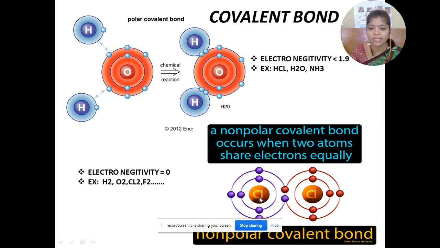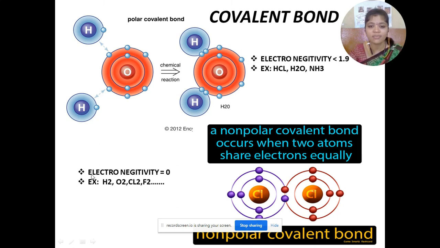Non-polar covalent bond is formed between two atoms by equal sharing. Here we have to take one chlorine atom. One chlorine atom contains one unpaired electron. Another chlorine atom contains one unpaired electron. These both unpaired electrons are mutually shared equally. Equal sharing means non-polar covalent bond.